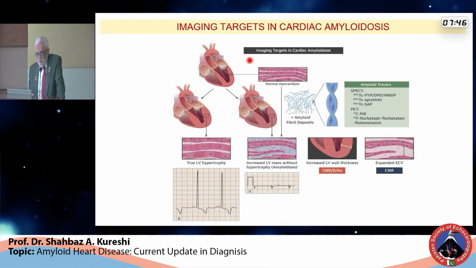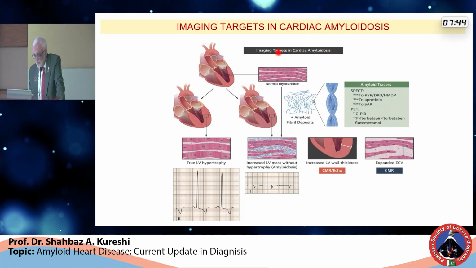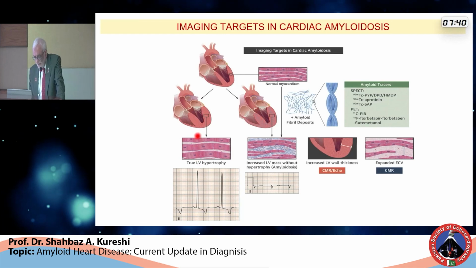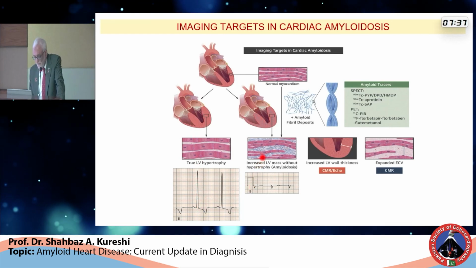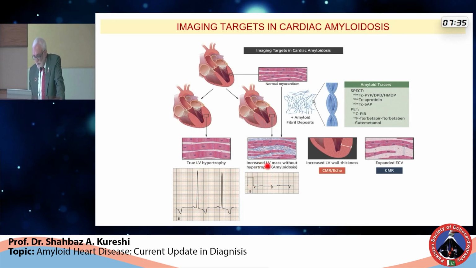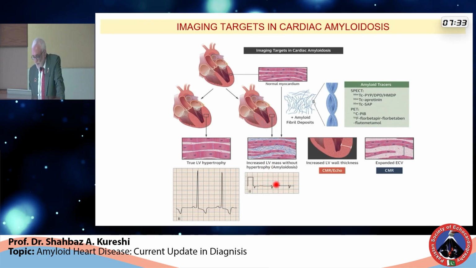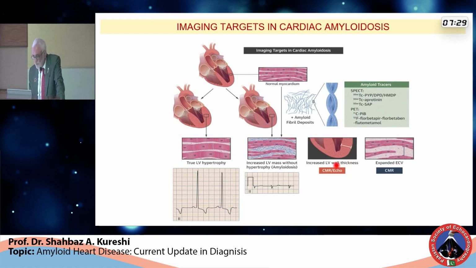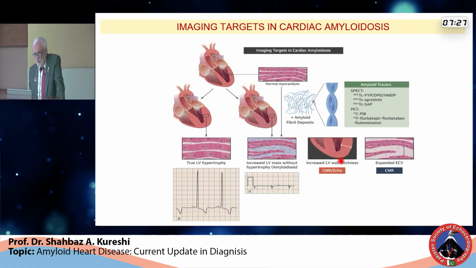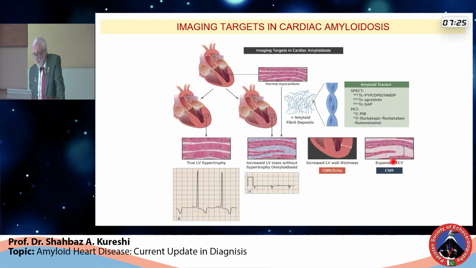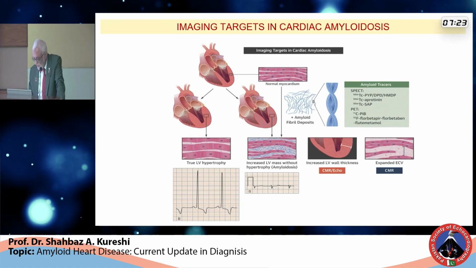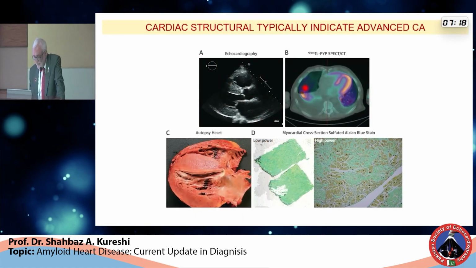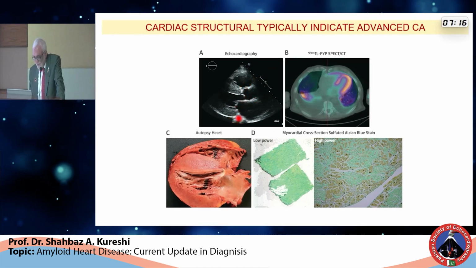So what are the imaging targets in cardiac amyloidosis? This is a normal myocardium. This is the LVH, the tall R wave. This is a patient with amyloidosis, small waves here. On CMR, you will find a diffuse subendocardial late gadolinium enhancement and an expanded extracellular volume in these patients. A patient who had amyloidosis died because of sepsis.